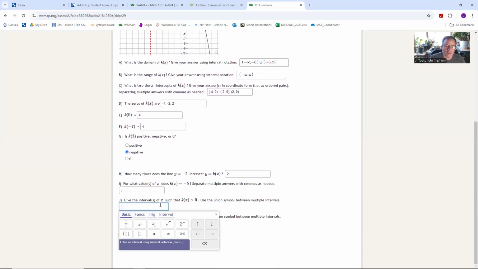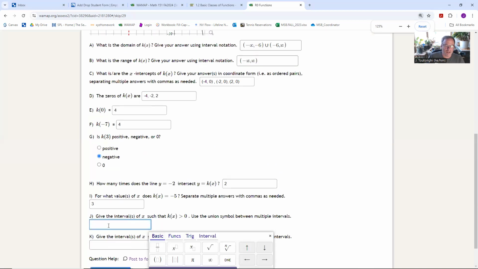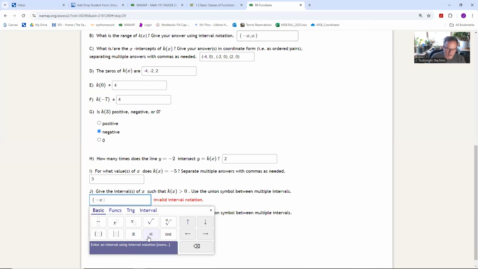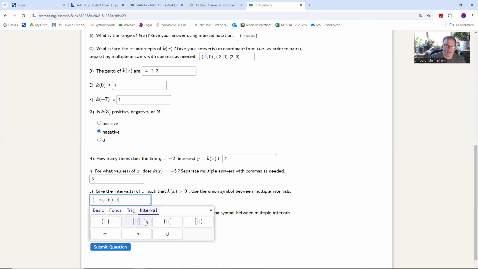Let me zoom in a little bit here so you can see this better. 3 intervals from negative infinity to -6. And then I need a union symbol. I think I can use a capital U, but since I have a symbol there, let's just use it. And then it's from -6 to -2.